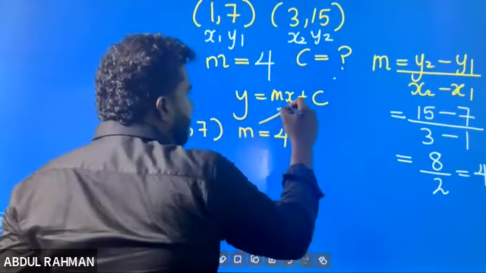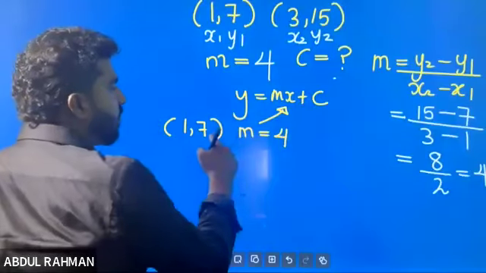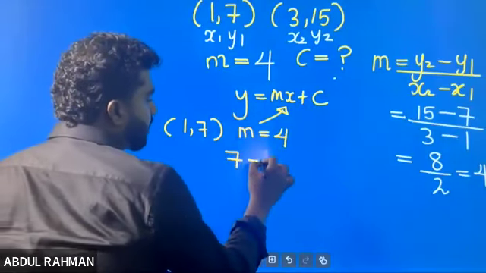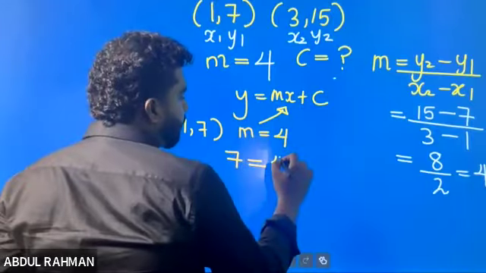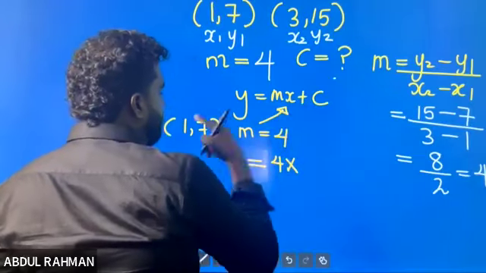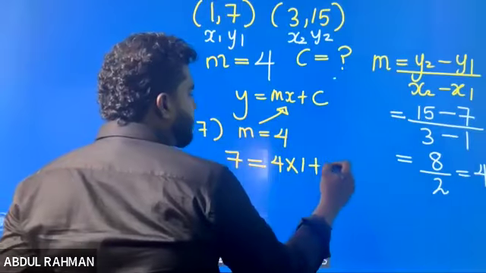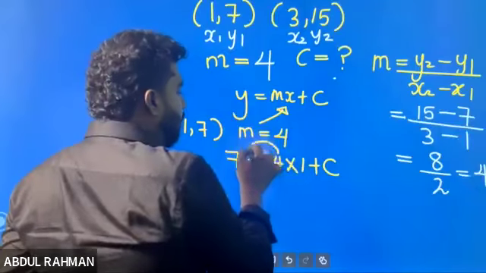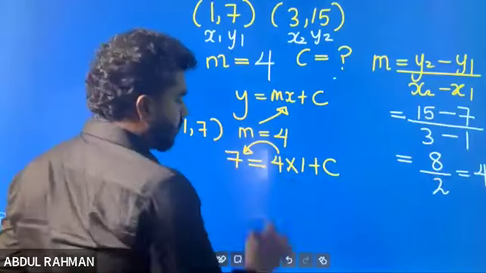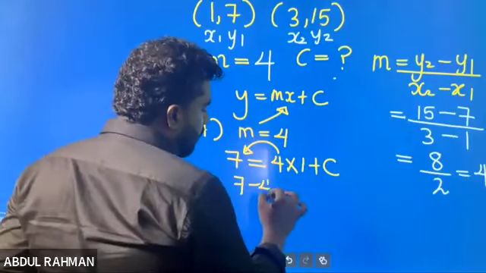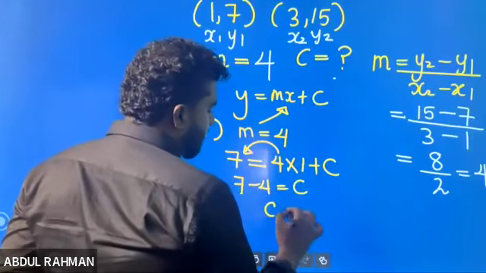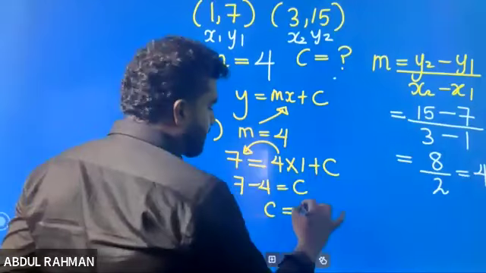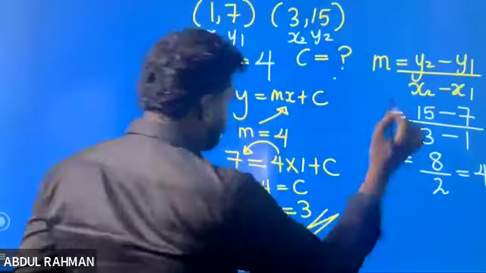Now I'm going to simplify in this equation. What is the value of y? y is equal to 7, m is equal to 4, x is equal to 1, plus c. 4 into 1 is 4. 4 comes to this side and becomes minus 4. 7 minus 4 is equal to c. c is equal to 7 minus 4. What is the answer? 3 is my answer.